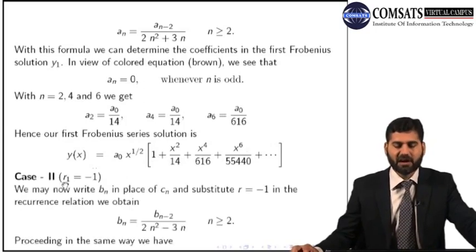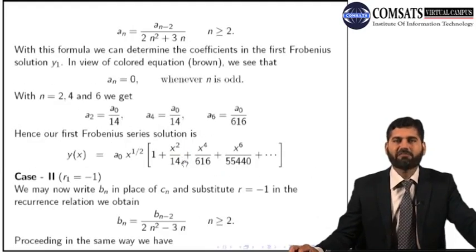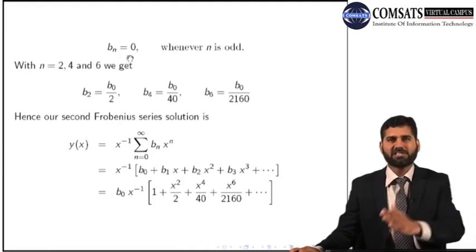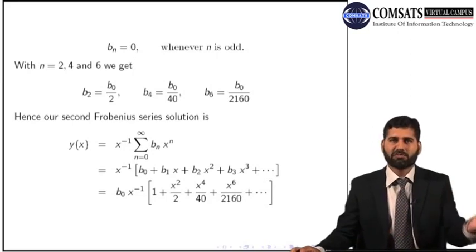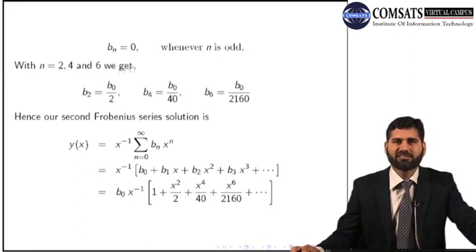For the second solution, when r2 is equal to -1, this is not of course r1, it is r2. For r2, I will write this recurrence relation with r equal to -1, and I will call this b_n. b_n is equal to this and b_1 is equal to 0. Again, b_3, b_5, b_7 will all be equal to 0 because b_1 gives you b_3, and b_3 being 0 gives you b_5, b_5 being 0 gives you b_7. So all odd coefficients are still 0, but with n equal to 2, 4, 6, and so on, we will get b_2, b_4, b_6, and so on. So I got this solution as the second solution, y2(x).